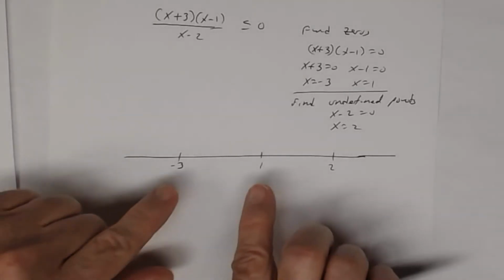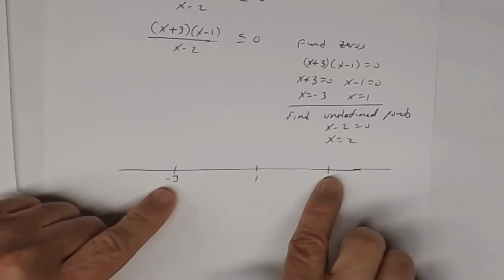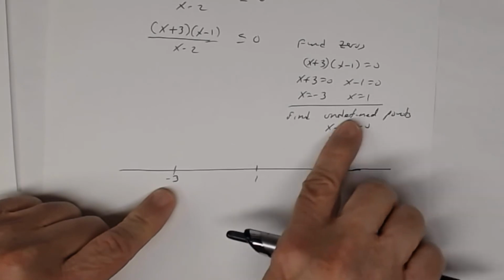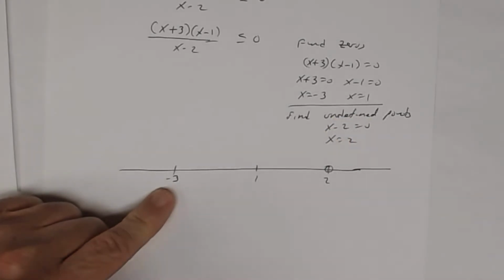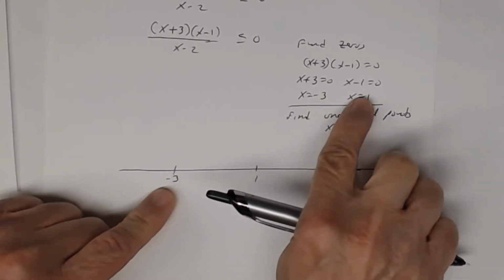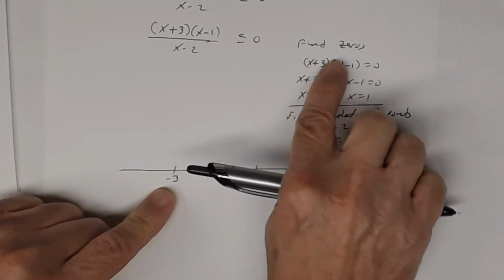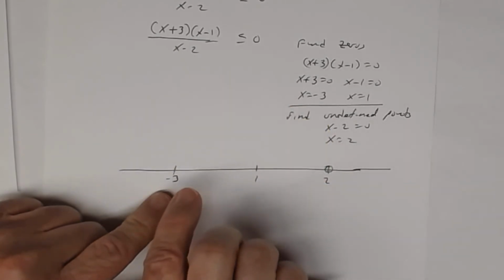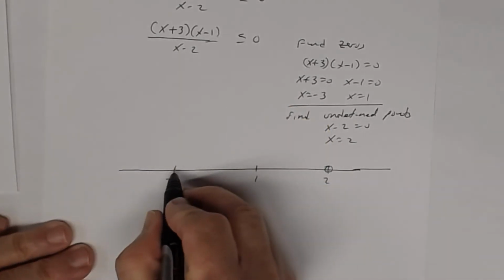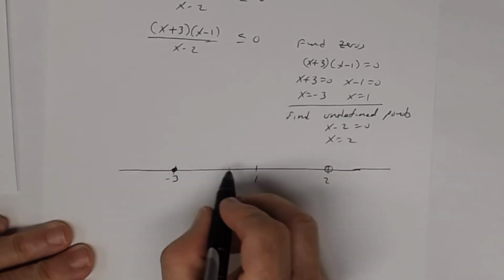Now before I go on, we have to ask ourselves, those 3 numbers that I just put on there, are any of them solutions? Well, we know that the undefined point is never going to be a solution. So right away on 2, I can put an open circle. That's not going to be a solution. But are -3 and 1 going to be solutions? Well, remember how I got those. I got those by setting the numerator equal to 0. And notice there's an equal sign here, so that will be a solution. All right, so right away I'm going to put a closed circle on the zeros because of the equal sign.